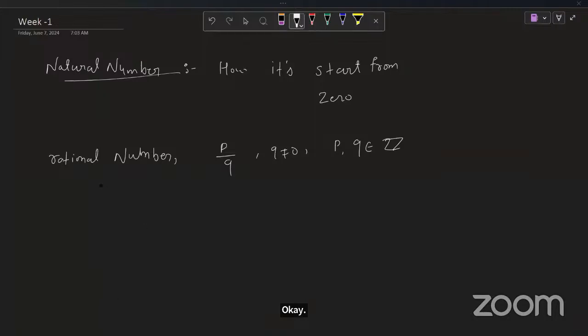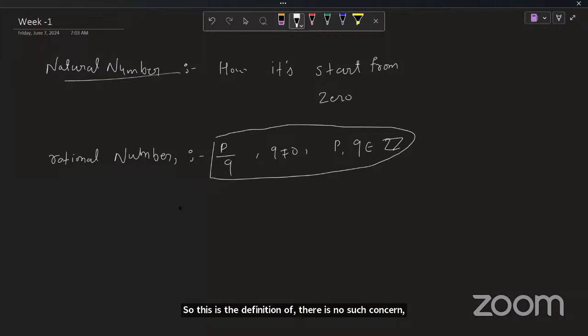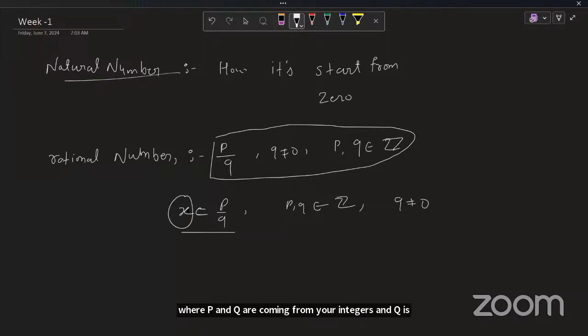So this is the definition of rational number. There is no such concern, right? If any number can be represented in the form of p by q, where p and q are coming from your integers and q is not equal to 0, in that case that number is known as rational number. This is the definition of rational number. What is the concern here?